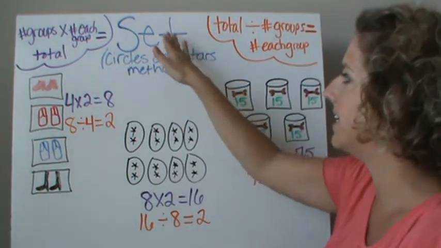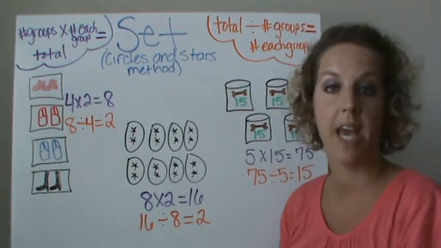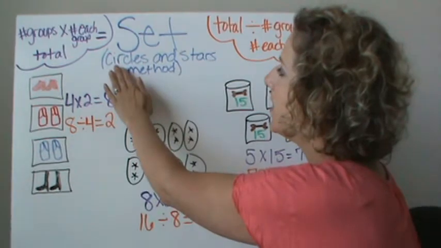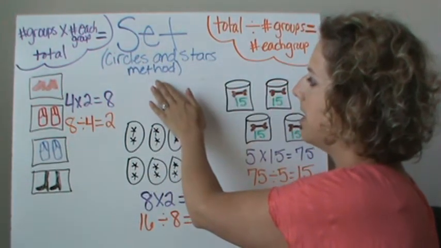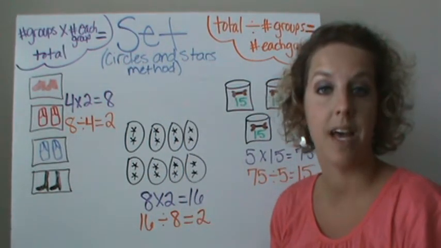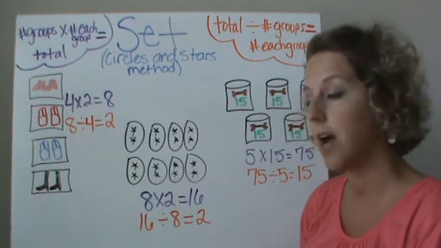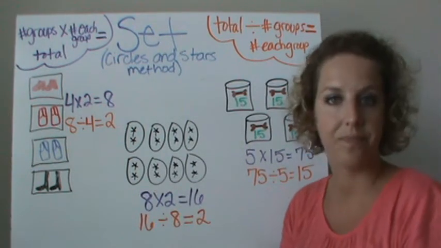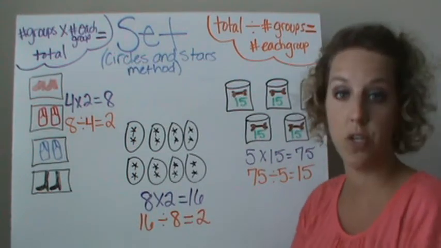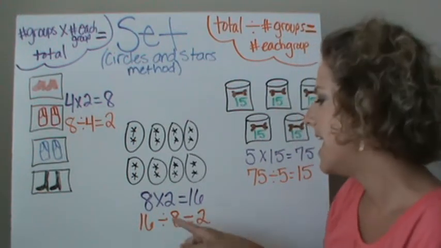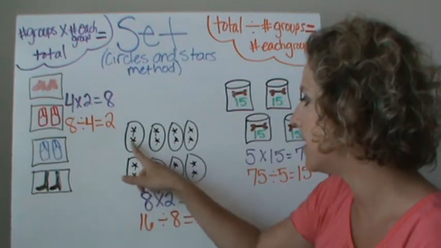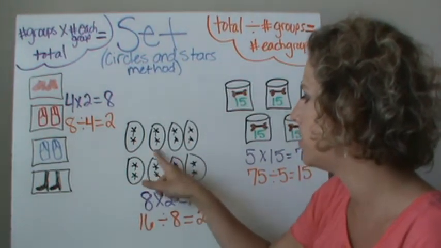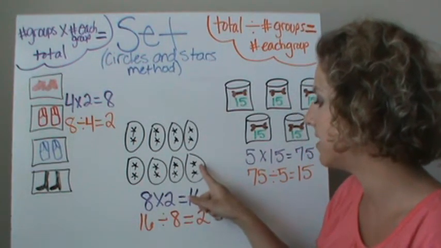For the set model of multiplication and division, I call this the circles and stars method, and we'll play a game in class called Circles and Stars. So I'm going to start out with that. If I were to roll 2 dice and get 8, I'm going to draw 8 circles. 1, 2, 3, 4, 5, 6, 7, 8 circles.